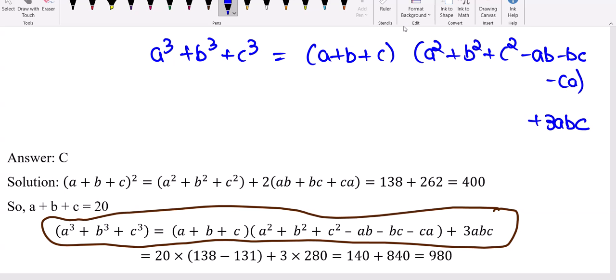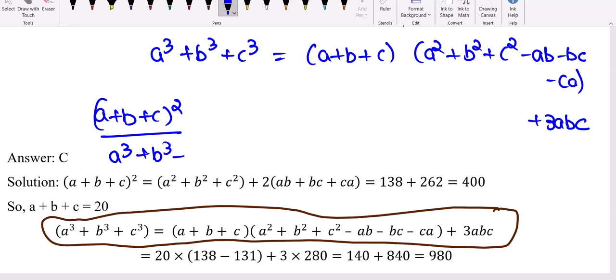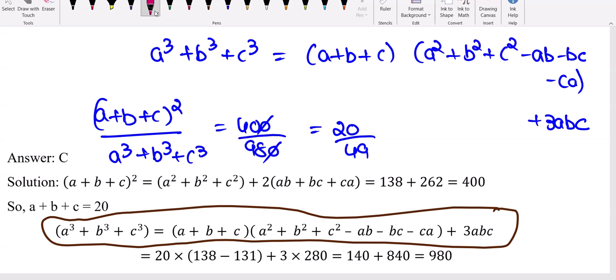So we have A plus B plus C. We already got the answer, but knowing this, maybe next time they'll ask only for A cube plus B cube plus C cube by giving this data. Knowing something new is good. So the denominator is 980 and the numerator is already 400. Finally, we want A plus B plus C whole square divided by A cube plus B cube plus C cube. This is 400 over 980, which is 20 divided by 49. With the numerator itself we got the answer.